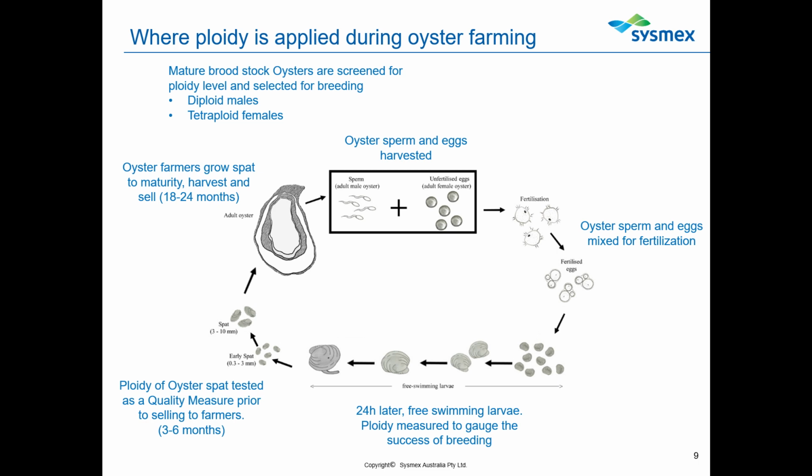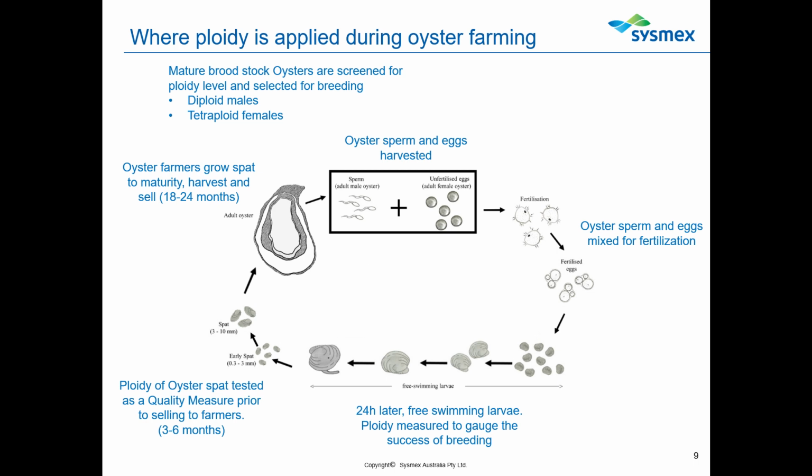At this point, they can actually measure ploidy to gauge the success of the breeding. If they get the breeding right, they should have close to 100% of the larvae as triploids. Once they grow out, in another 3 to 6 months, they then test the oyster spat, as a quality measure before they sell it to the farmers. The farmers want to know what percentage of the oyster spat that they're buying are triploid. So it's a quality control measure for the farmers.